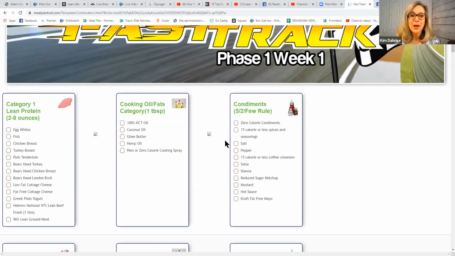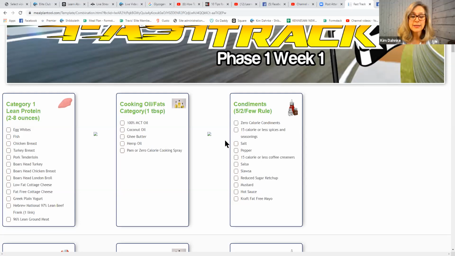Okay, let's look at condiments. I'm just going to read these and then I'll tell you the rule. Our condiments are 0-calorie condiments, 15-calorie or less spices and seasonings, salt and pepper, 15-calorie or less coffee creamers. We've got salsa, reduced sugar ketchup, mustard, hot sauce, Kraft fat-free mayo. All of those things are listed in our food library. The condiment list in the food library, because there's an entire section on condiments.